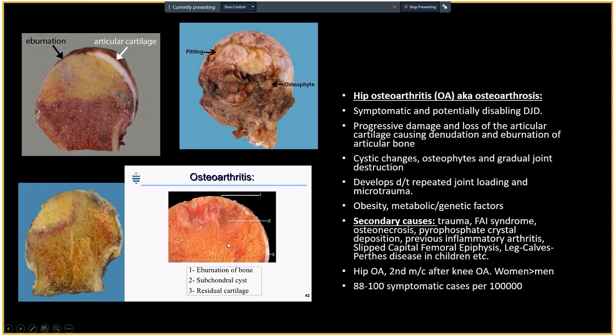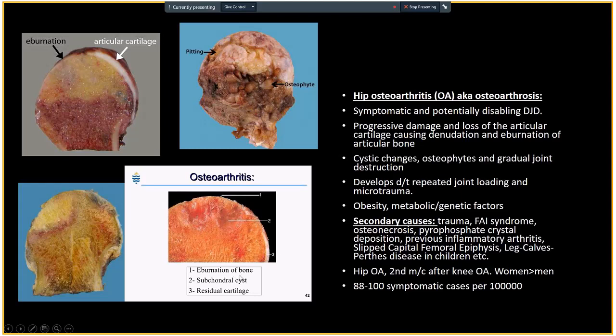The important thing to understand with osteoarthritis, particularly about the hip, is that although it's considered to be primary osteoarthritis, we see this different sort of variation in ages. So typically you may have a patient who in their 80s has a completely normal hip versus a patient in their 40s or 50s with some sort of hip osteoarthritis.